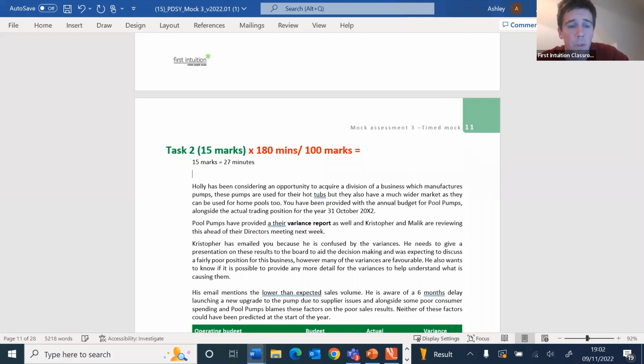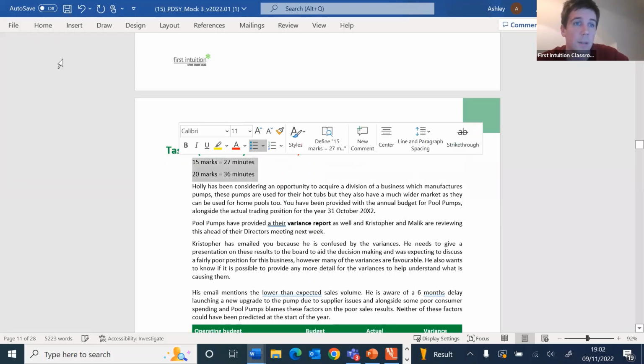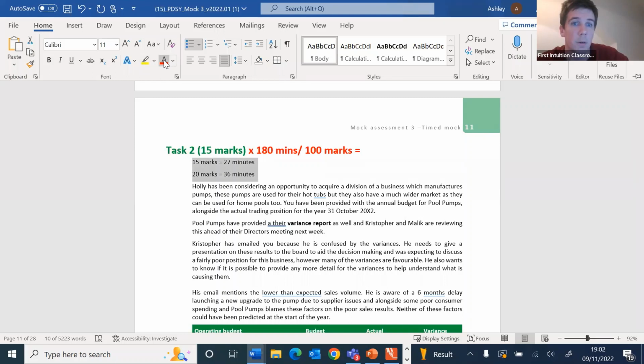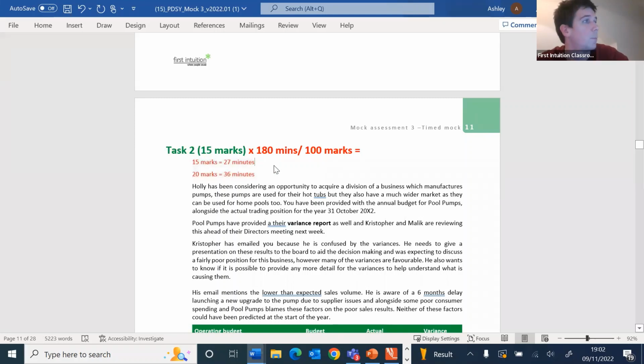You've got some 20 markers in the assessment as well, which I think are tasks 1 and 5. You should be aiming there at 36 minutes. So I would be strict with your timing to start with, and give yourself the equivalent time across the assessment. What you're probably going to find is that task 1, which is generally multiple choice and structured, and task 5, which are your ratios, tend to take less than 36 minutes.